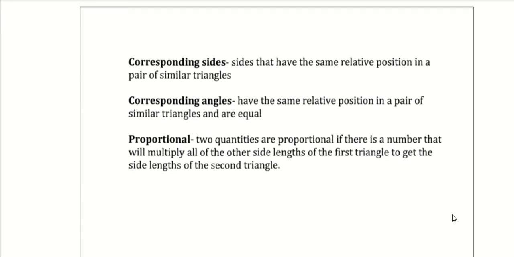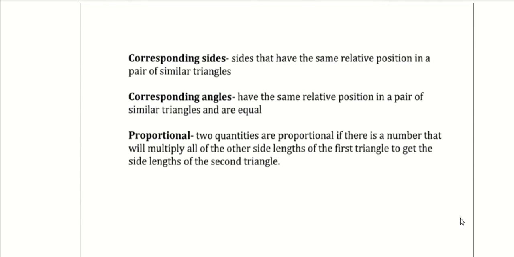Further down here we see that there is a definition for corresponding sides, corresponding angles, and proportional. In case I didn't explain it well enough, these are the definitions. A corresponding side is a side or sides that have the same relative position in a pair of similar triangles. Corresponding angles have the same relative position in a pair of similar triangles and are equal. And two things are proportional if there is a number that we can multiply all of the side lengths of the first triangle by to get the side lengths of the second triangle.